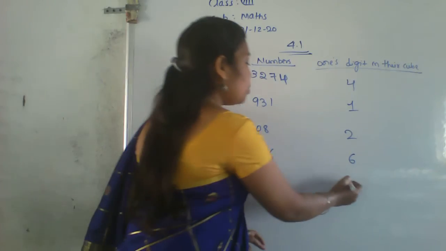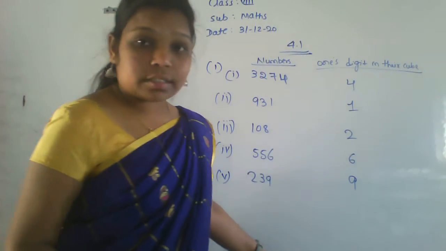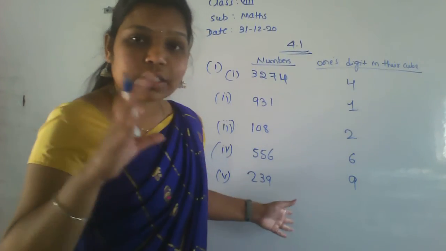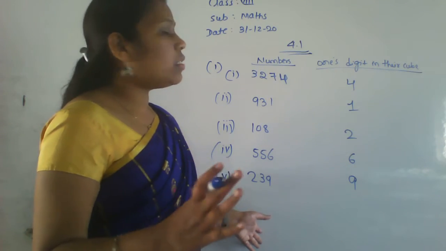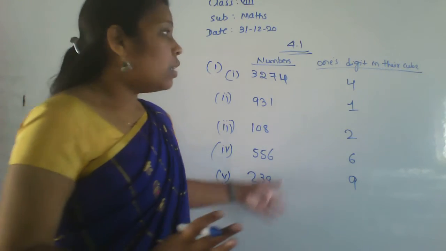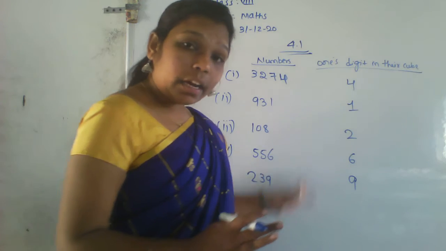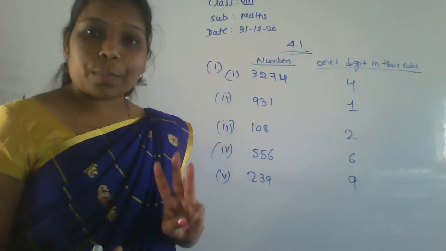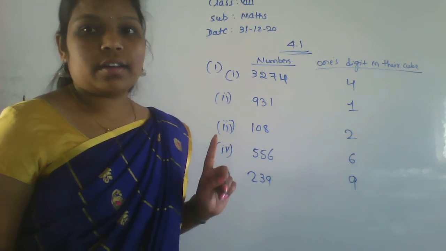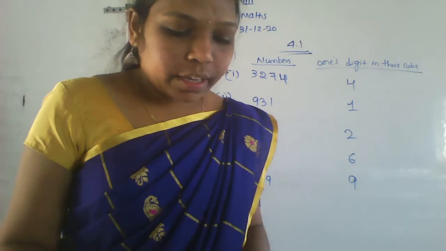Using the property, I am doing all these things. The properties of a cube: find the ones digit in the cube. That is the third property, page number 56. Okay, so the first one is completed.